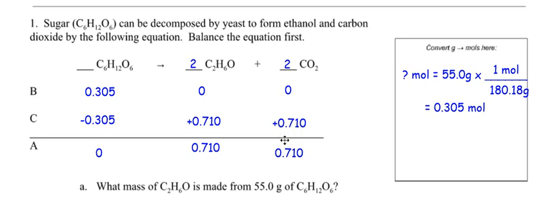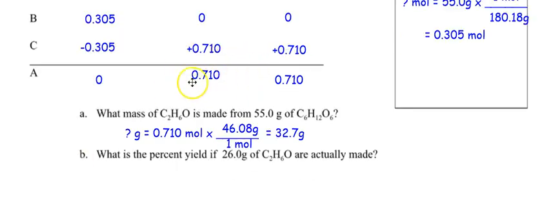Well, what is the mass of ethanol made? Well, I found the moles of ethanol. Well, how many grams is that? I took the moles of the ethanol right here, and this is the molar mass of C2H6O, and I got 32.7 grams of ethanol made.